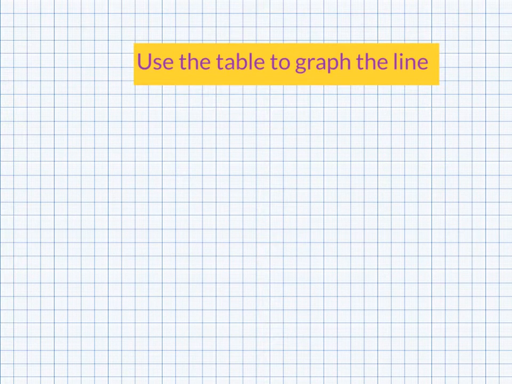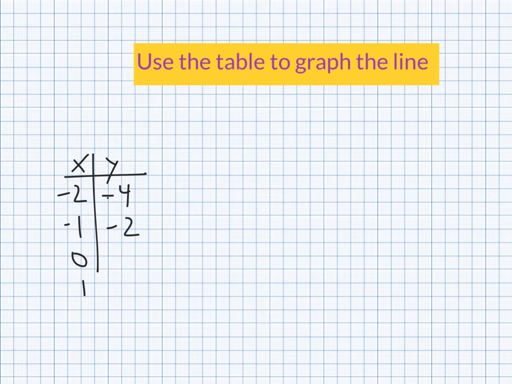All right, let's use the tables that we have to graph lines. Let's use tables to graph lines. So I'm going to quickly create my tables again. I had -2, -1, 0, and 1. This was -4, -2, 0, and 2.